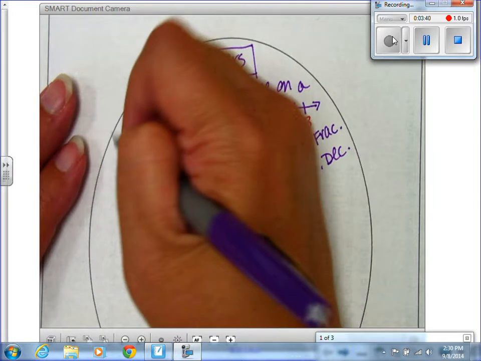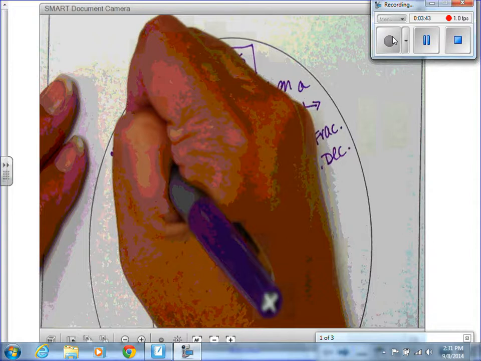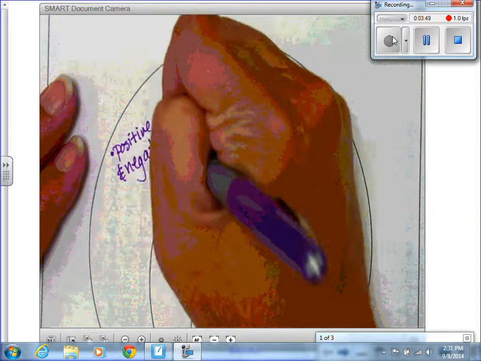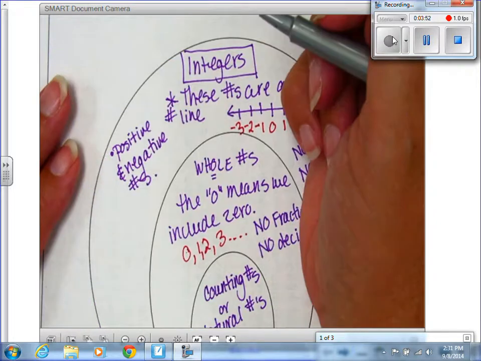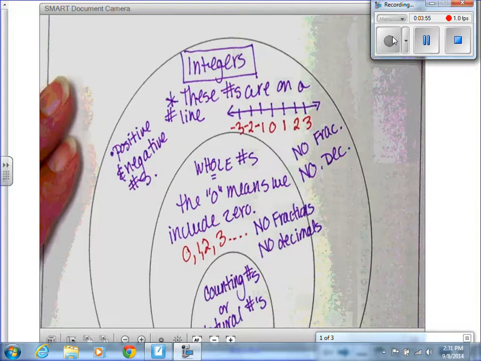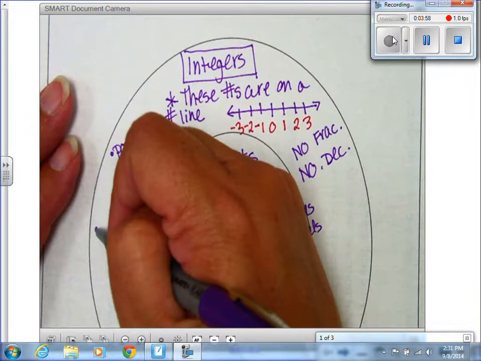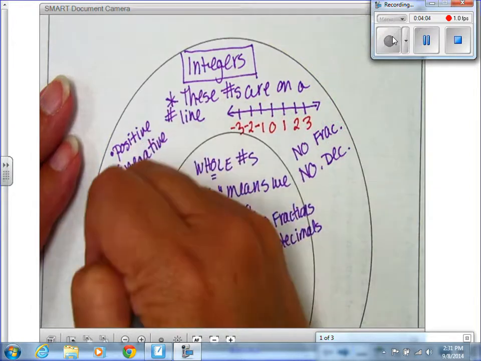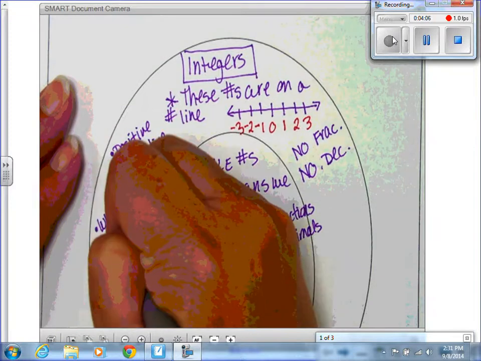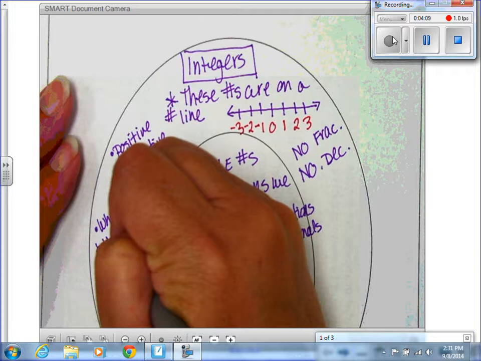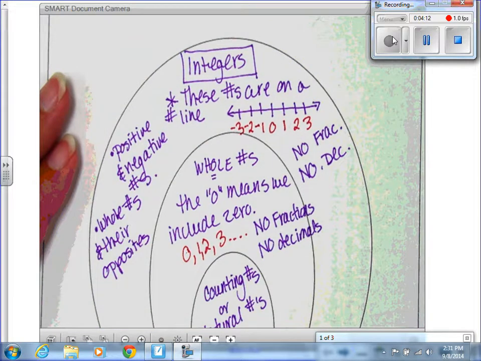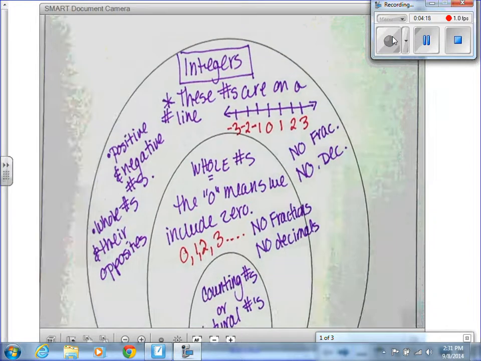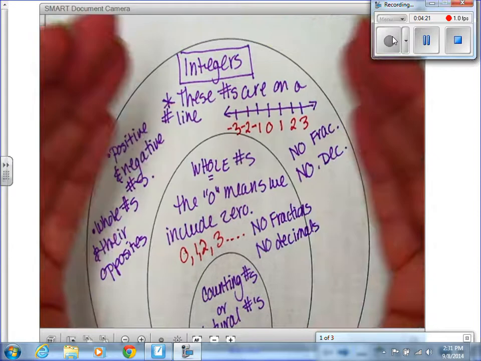Also, a way to think of this is they are all of our positive and negative numbers. And again, we know that we can have a negative fraction, for example. So we want to be thinking about it in terms of whole numbers. That would be all your positive whole numbers and their opposites, because those would be the negatives. And again, as we demonstrated in our number line here. So again, as we move out, our numbers are getting more and more complex.